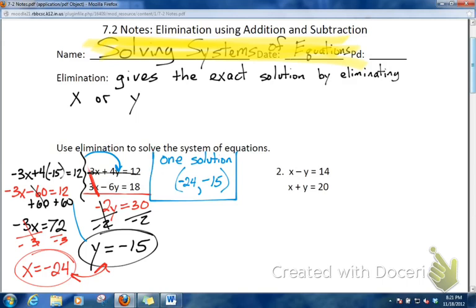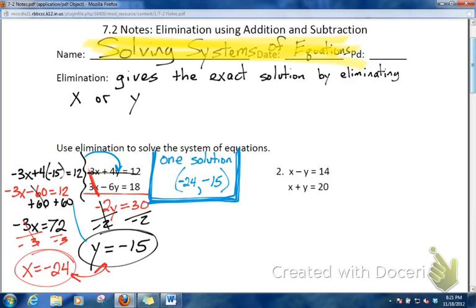Now this problem right here is a great example of why we learn other methods of solving, because I'm not going to want to graph these two equations and have them cross way down at the ordered pair negative 24, negative 15, because that's going to be a huge graph, and I'm probably not going to have enough graph paper to do that. So there you have it. There's one of the reasons why we learn these other methods.